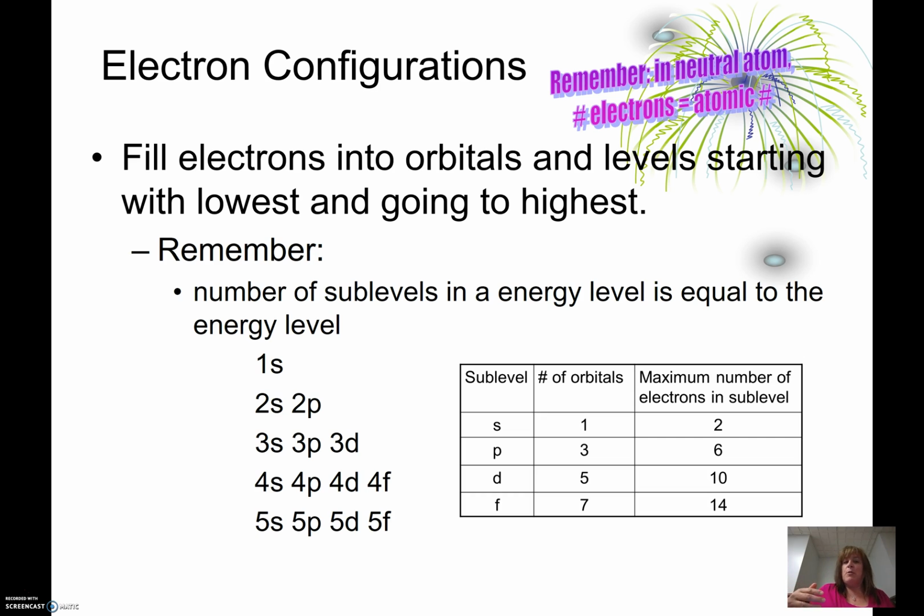So an s, remember, is only one orbital, so it can only hold 2. So once we've put 2 electrons in an s level, it's full, and we have to go to the next higher level. A p has 3 types, so that means we can put 6. So once we put 6 electrons into a p orbital, we need to move to the next level. d can hold 10, f can hold 14. So those numbers that we learned about in our last video, we're going to need them for this one.